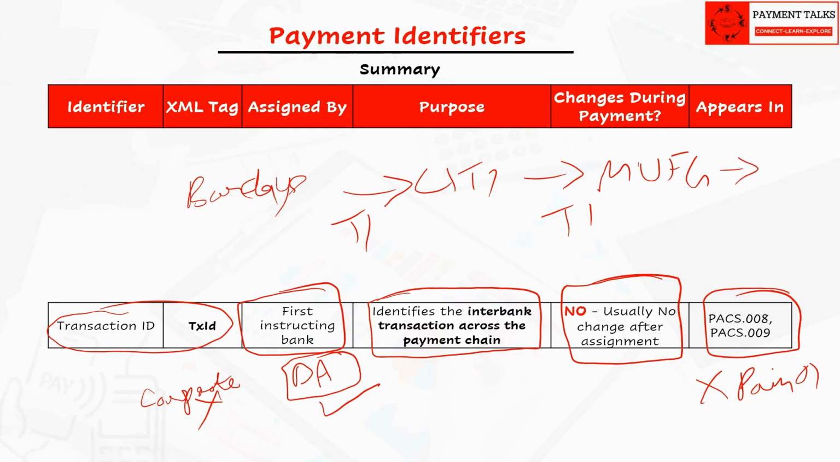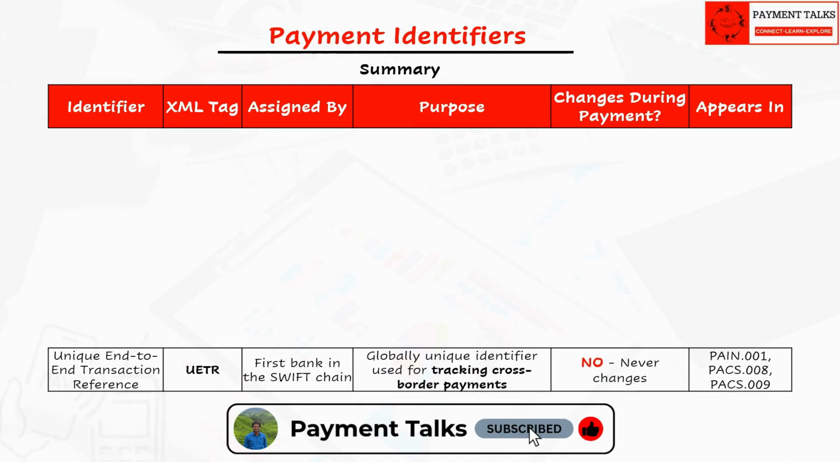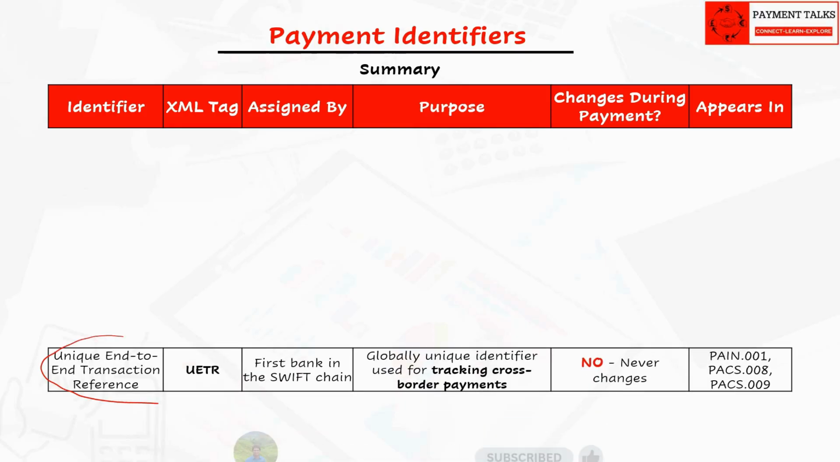MUFG delivers the payment to the creditor bank still with the transaction ID T1. The value assigned by Barclays travels unchanged through the entire interbank chain. The next identifier is UETR, Unique End-to-End Transaction Reference.